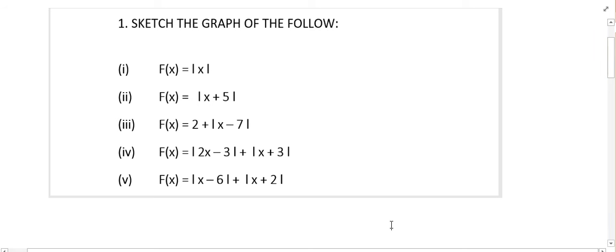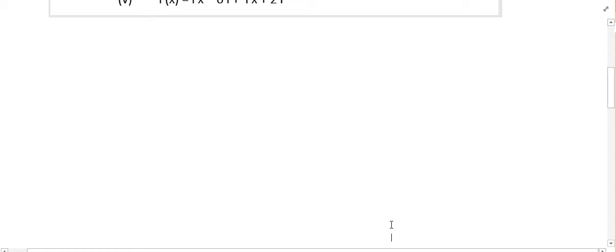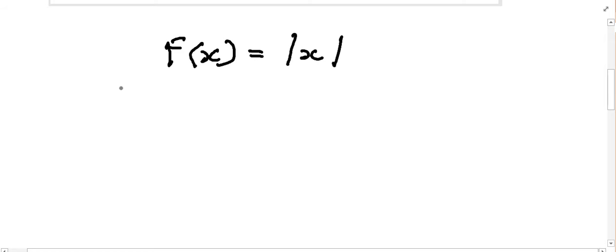So our first question is f of x is equal to modulus of x. So let me quickly solve this and explain. Okay, so the first question is saying f of x is equal to modulus of x. So f of x is just simply equal to the modulus of x. So the best way you can solve this one is just by simply finding y is equal to x.